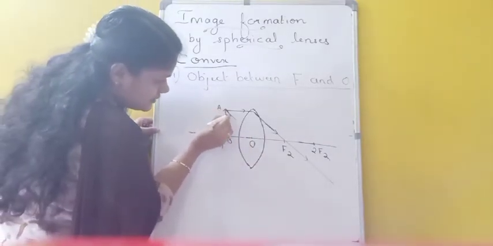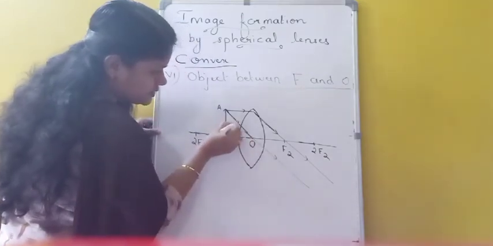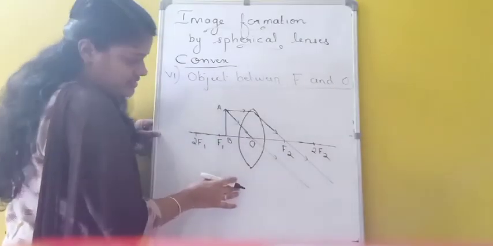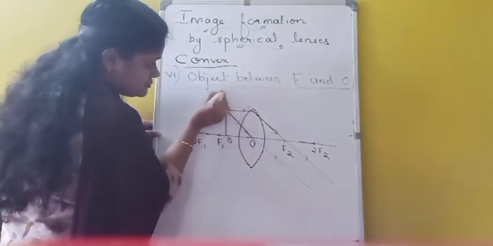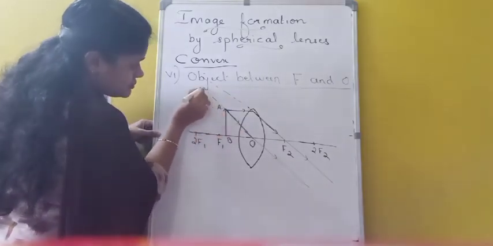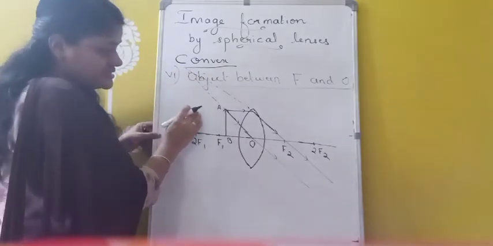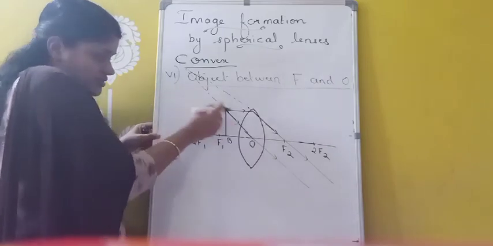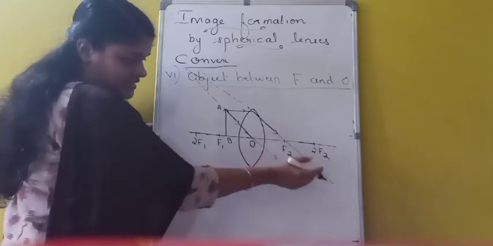So this is a light ray passing through the optic center. This light ray will not undergo any deviation, that we know. But since these light rays are not meeting anywhere on the second side of the convex lens, suppose we extend this light ray on the other side. We can see that the light rays are meeting at a point on the same side of the object itself. So it is not meeting anywhere on the right side.